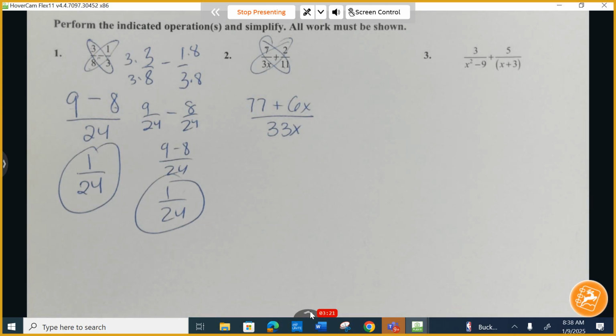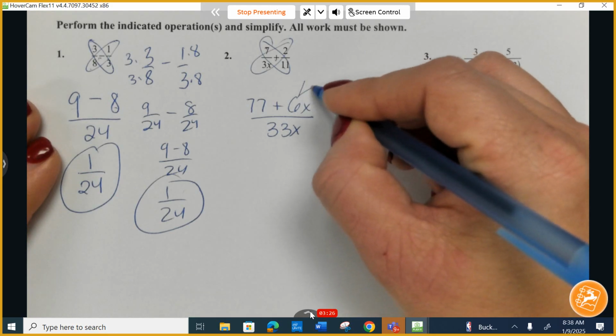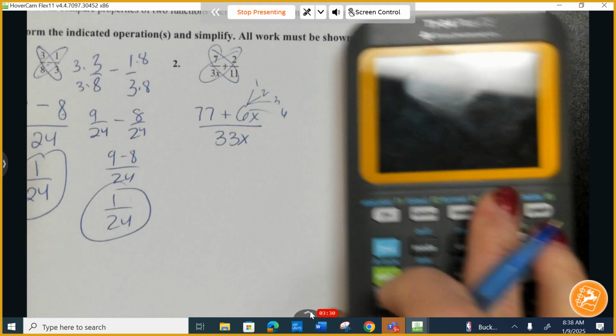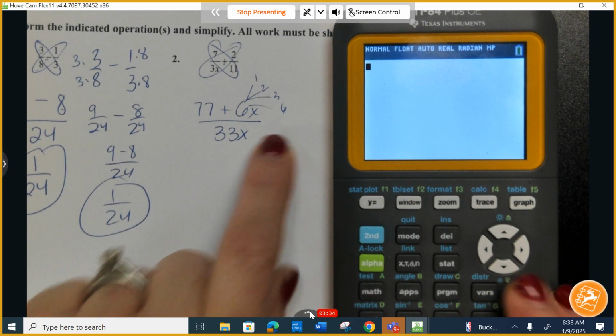So the only thing that I would think of is, what are the factors of 6? That's what I would think of. What are the factors of 6? 1, 2, 3, and 6. And I want to know if any of those numbers divide into 33 and also into 77. So let's start with 6.